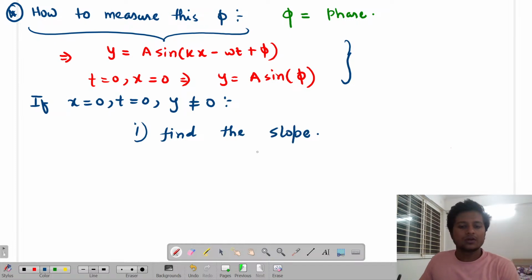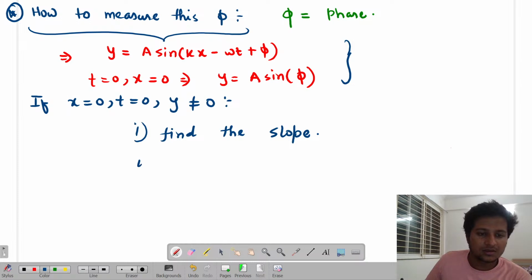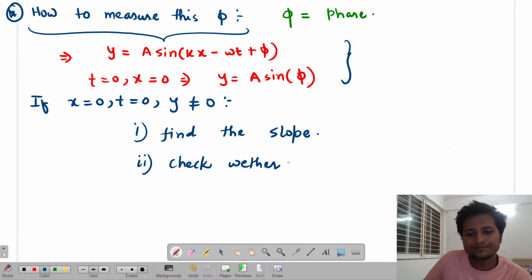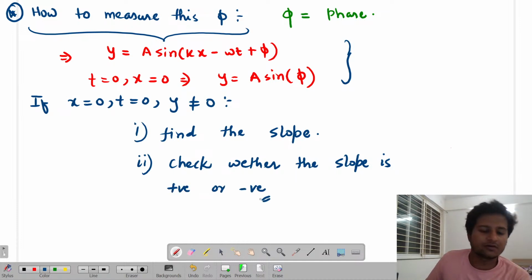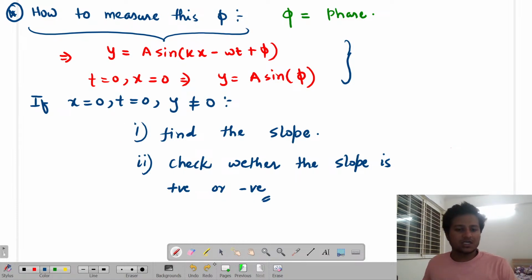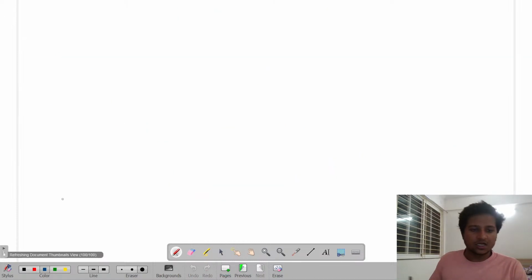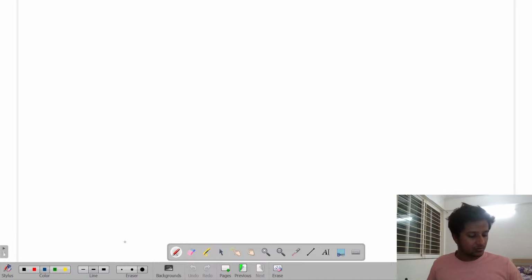Now, if we find the slope, then we have to check whether the slope is positive or negative. This trick was developed by Dr. Anurag Mishra. These two tricks basically follow the velocity equations, but we can make it easy. Let us see how. Look, I will explain through a question, because explaining like this takes a lot of time.